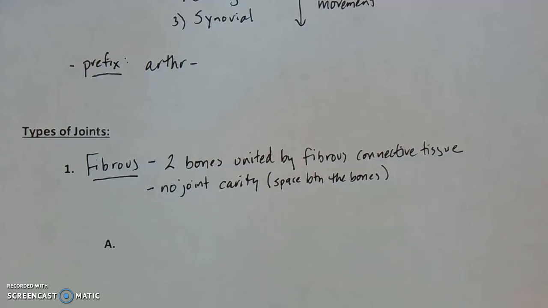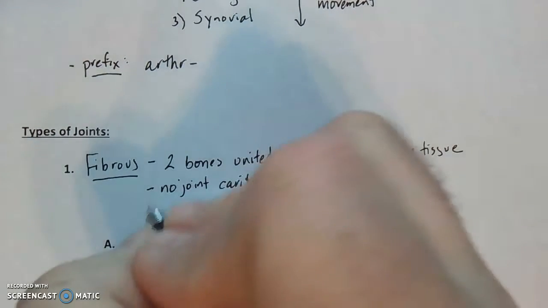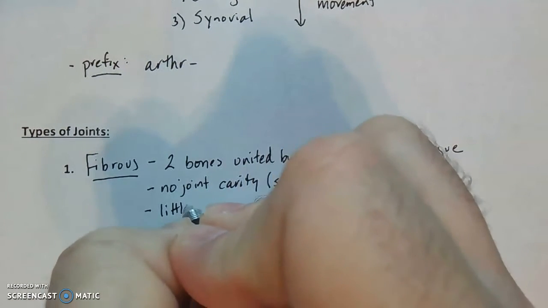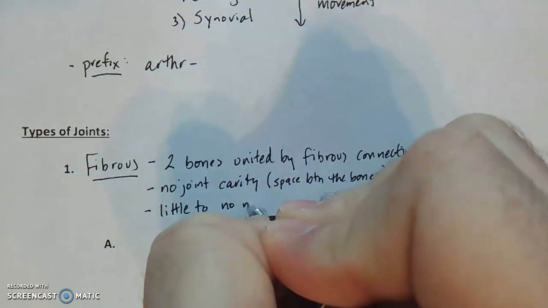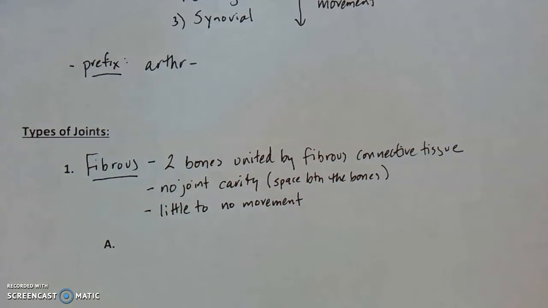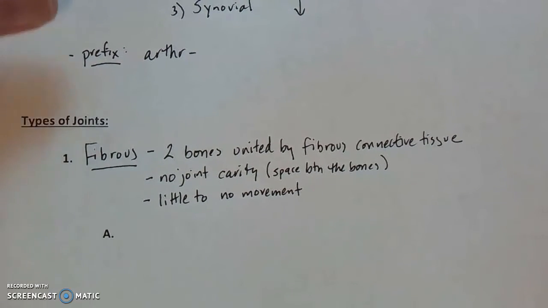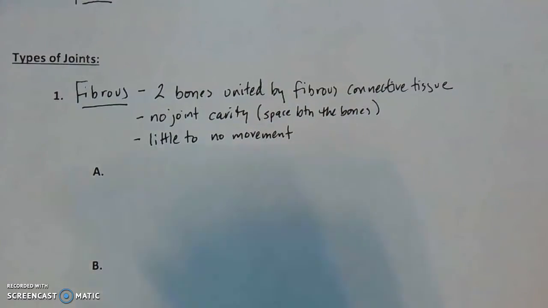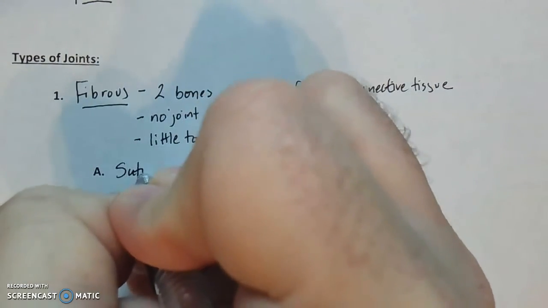So there's very little space, so the connective tissue is very, very short. There is little to no movement of the bones. So this type of joint is pretty much a solid joint. And there's actually three different types of fibrous joints. The first, and we've seen the first one, are sutures.